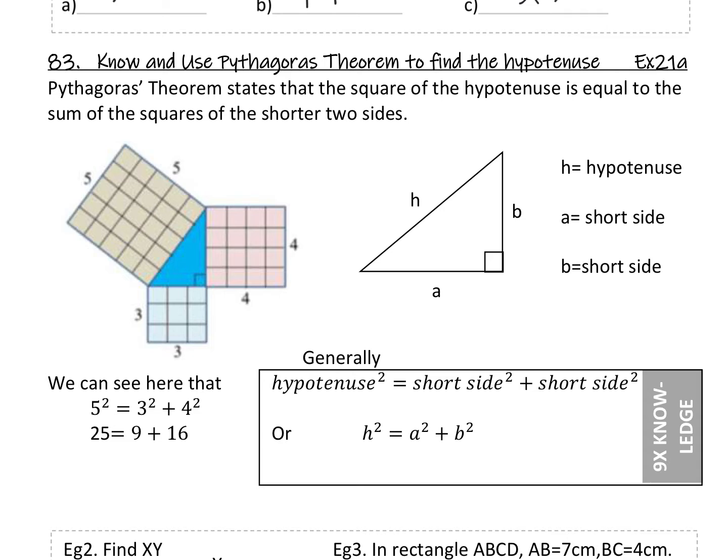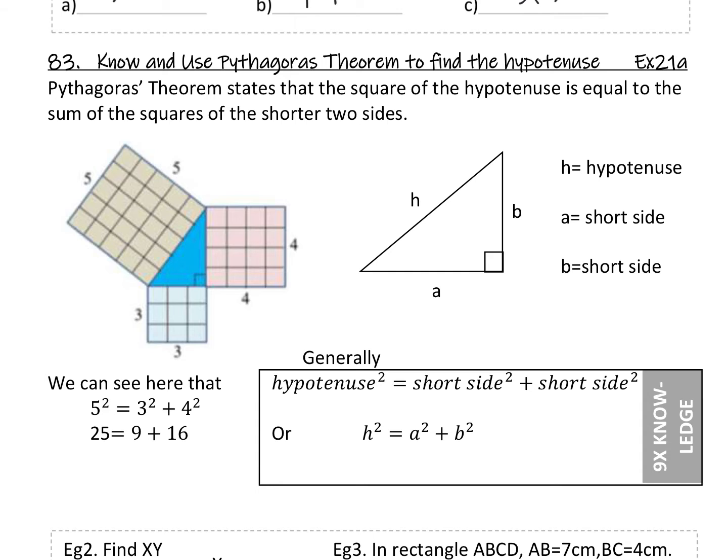And the relationship you'll notice is that the 3 squared, the 9, plus the 4 squared, 16, gives you 25, which is the number of squares on the hypotenuse. Or the square on the hypotenuse is equal to the sum of the squares on the shorter two sides.